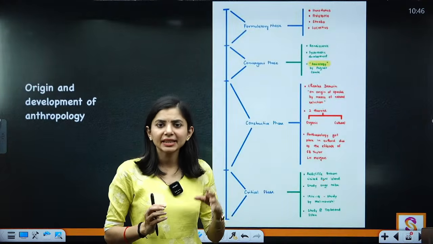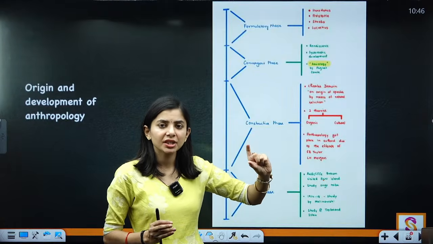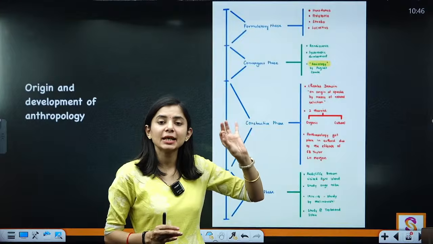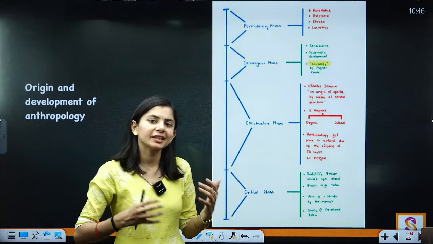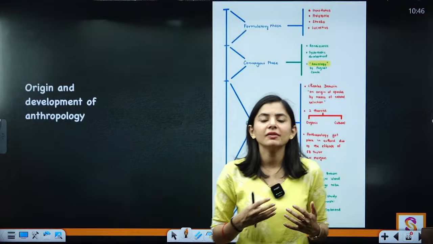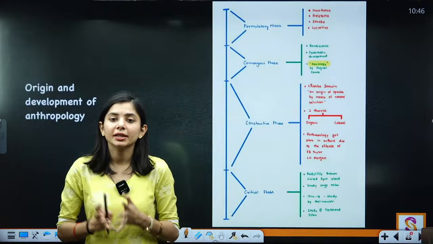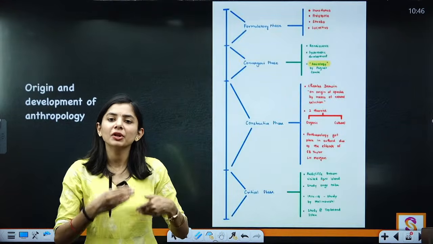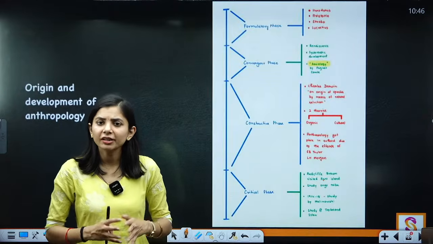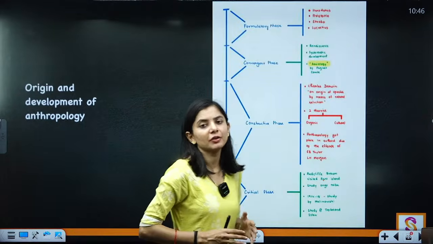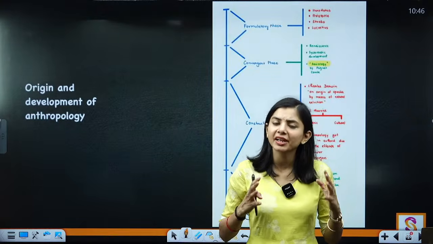If any subject is getting a separate distinct name as well as recognition, or we are creating a separate dedicated department for them, then we can expect that later on in future we can have scholarships, we can have dedicated funds for the exploration of the subject. But for anthropology that was missing. Therefore, the origin and development of anthropology was very tough. The journey was very difficult.